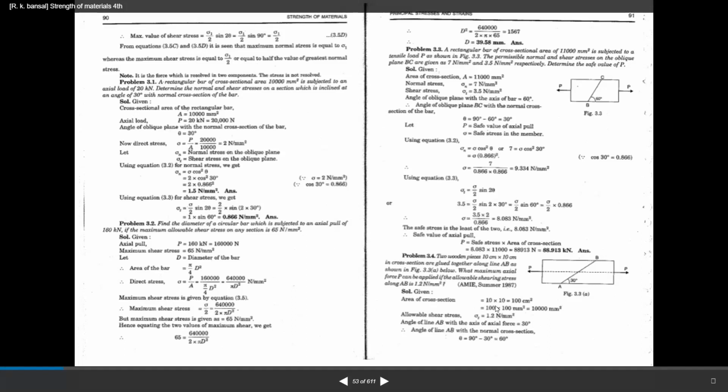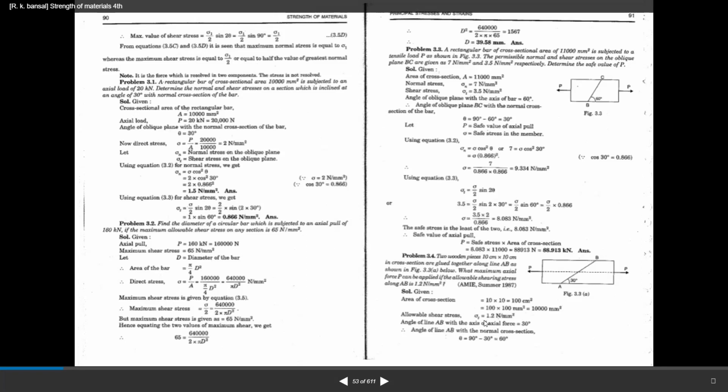Area of cross section is 10 into 10, that is equal to 100 centimeters square. To convert this into mm square, 100 into 100 mm square, that is equal to 10,000 mm square. Converting centimeters to mm square. Allowable shear stress is already given.